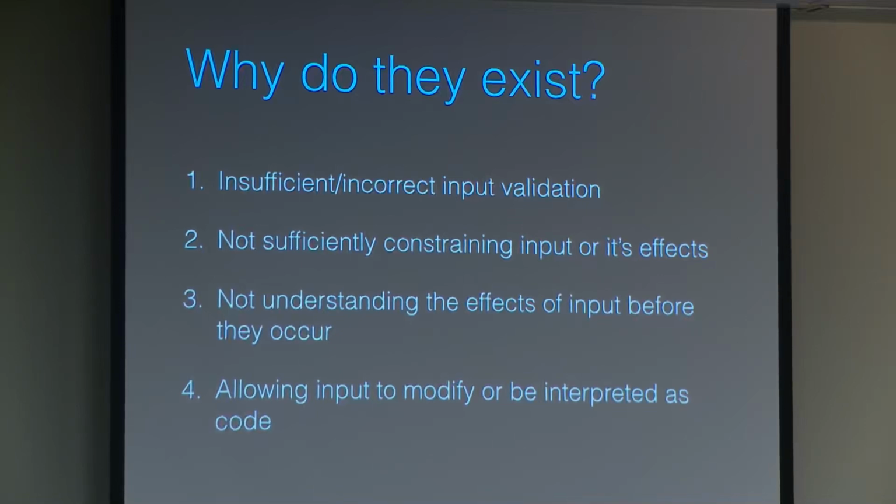And the 4th is allowing input to modify or be interpreted as code. And this is typically something we never want to happen. And the reason this happens, or the reason this is so bad, is that it leads to what we're going to call unintentional Turing machines. And we'll get into that in a little bit. But it allows you to basically create a situation where you can go forward and you can execute code, and the application itself has no idea what's going to happen at that point, and it can't.